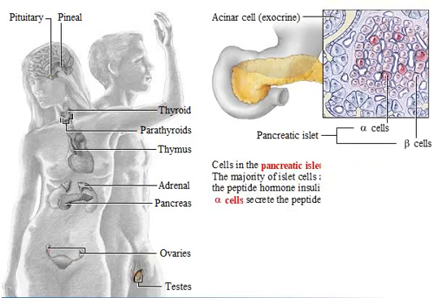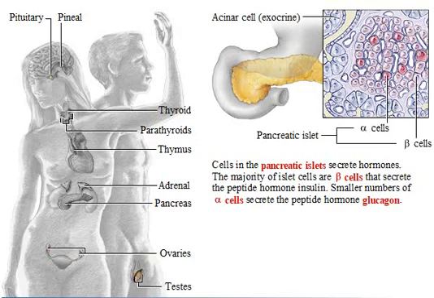Cells in the pancreatic islets secrete hormones. The islets are an excellent example of the arrangement of cells in clusters and cords surrounded by capillaries. This common arrangement of endocrine cells provides for good access to the circulatory system. The majority of islet cells are beta cells that secrete the peptide hormone insulin.